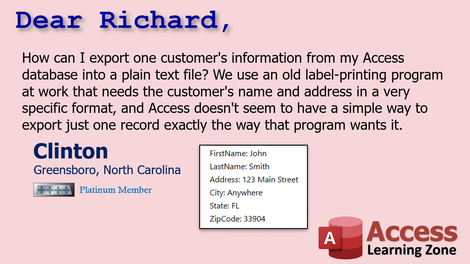It's basically one field per line with a label in front of each value, right? First name John, last name Smith, and so on.